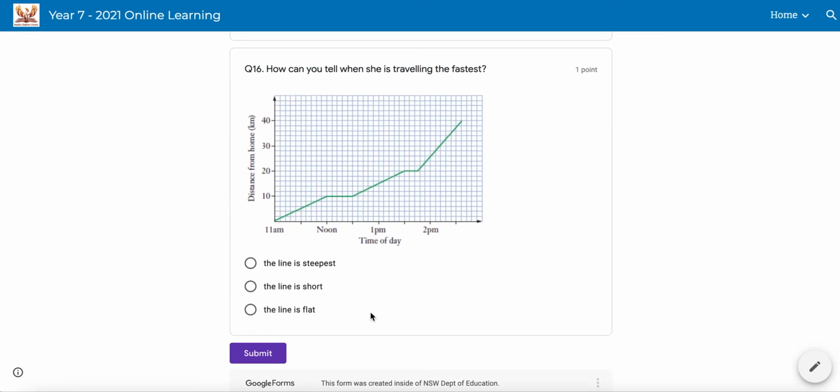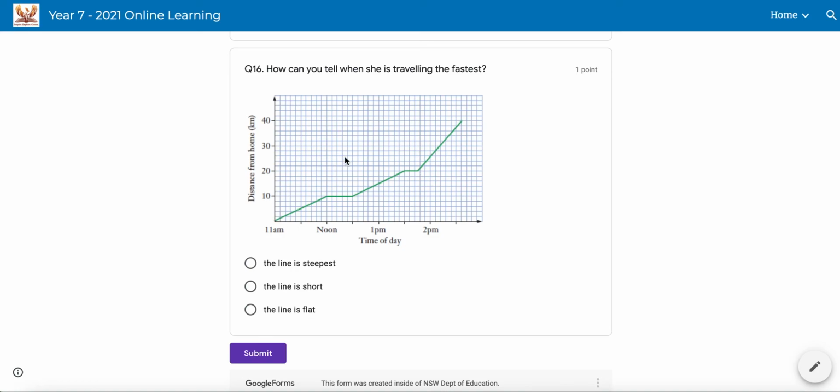All right, how can you tell when she's traveling the fastest? Okay, so when she's traveling the fastest, her distance from home is increasing quite quickly, yes? Because she's moving further and further away from home at a very fast rate. So as time goes on, we're looking for a big change in the vertical axis, okay? We're looking for a big change in the vertical direction. But no real change in the way time moves, because time just moves at the same rate.